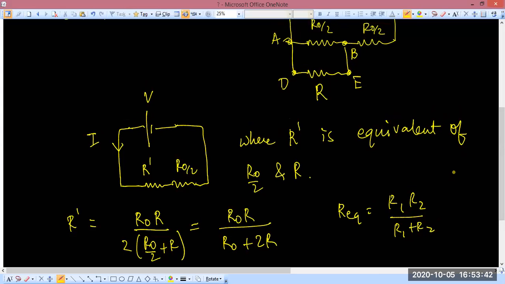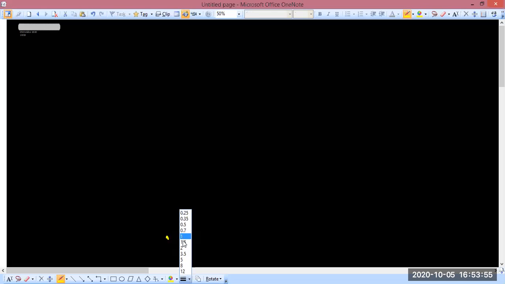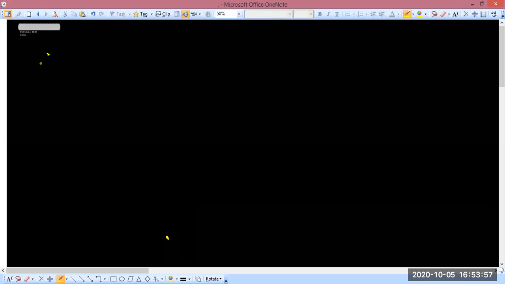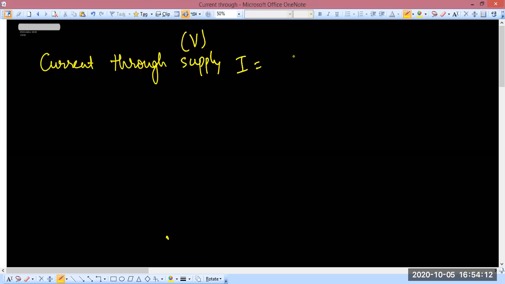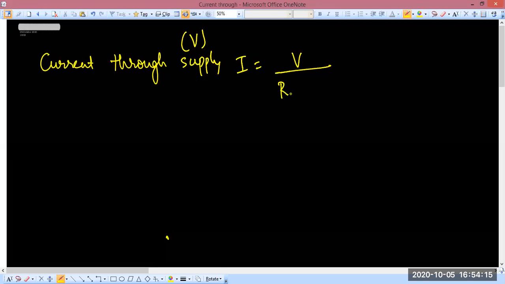Next step is current through the circuit or through the battery. You can write supply, meaning the voltage V. I is equal to V divided by R dash plus R0/2.